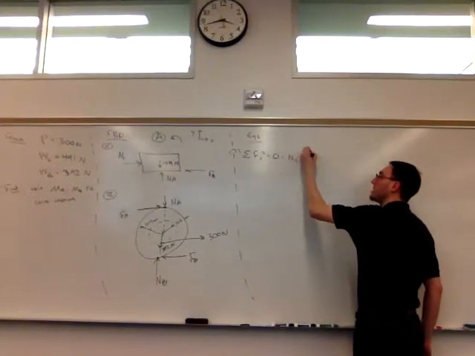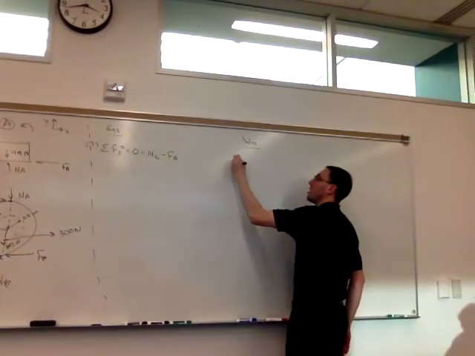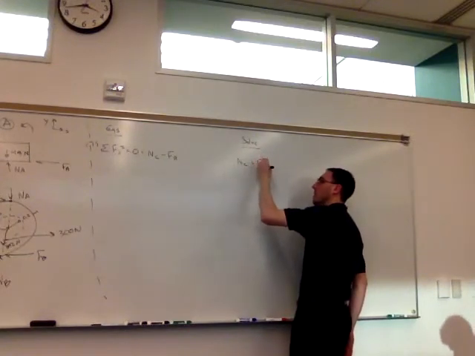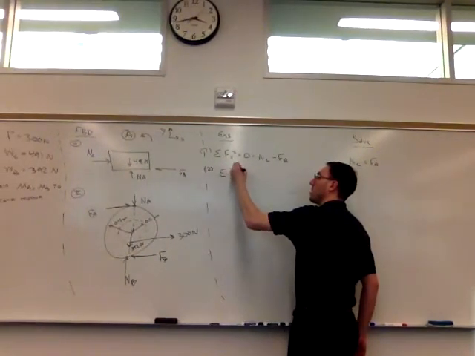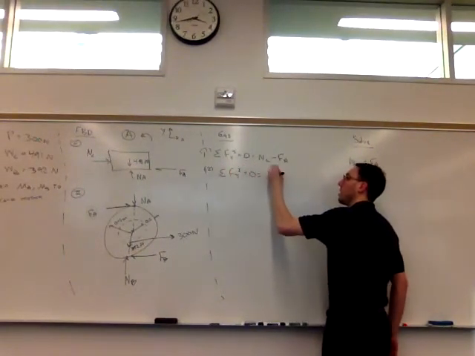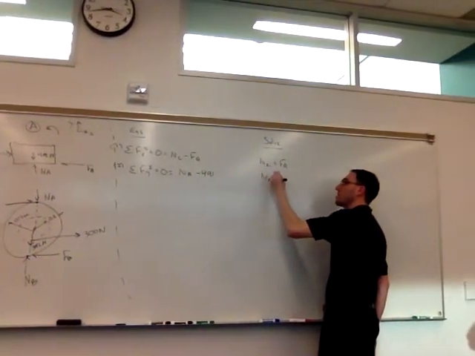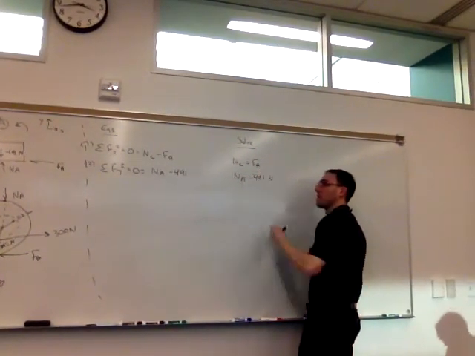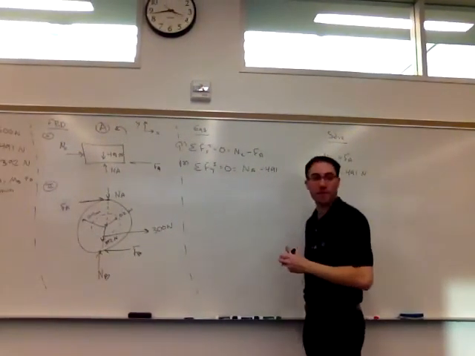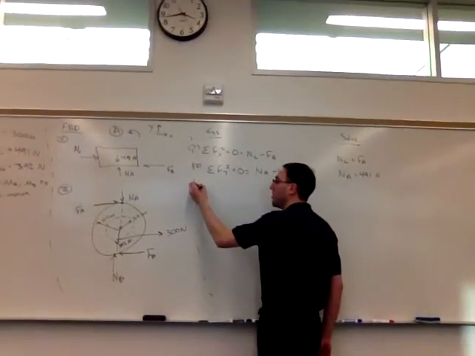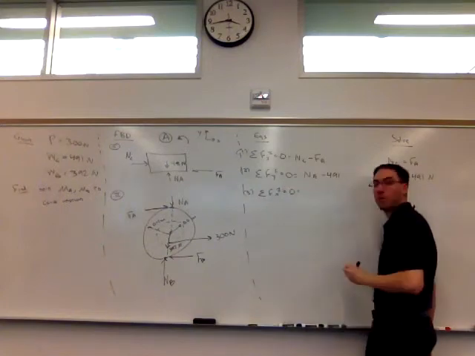I have NC minus FA is equal to 0. I will have that the normal force is 491 newtons at A. I can't do a sum of moments. I don't know enough information about it, so I'll skip down to my second free body diagram, and I can take three equilibrium equations here.